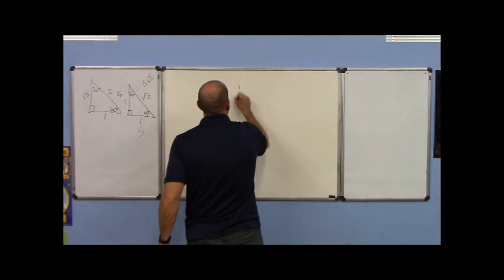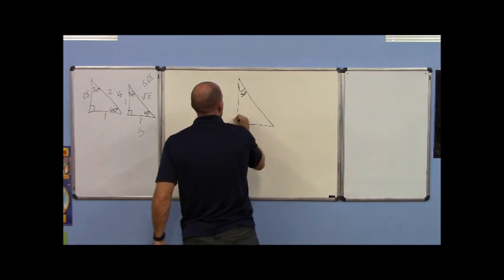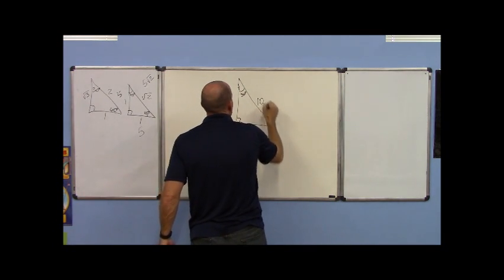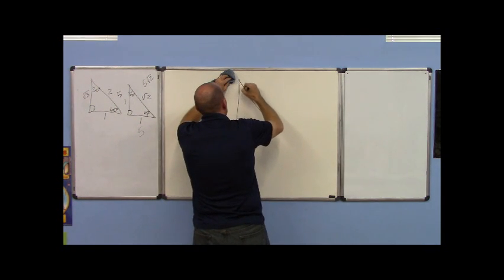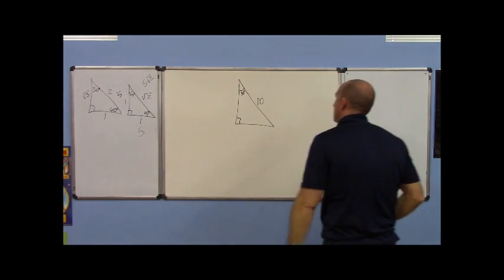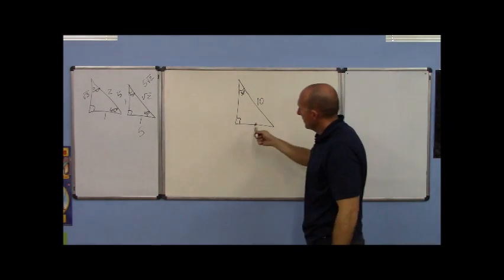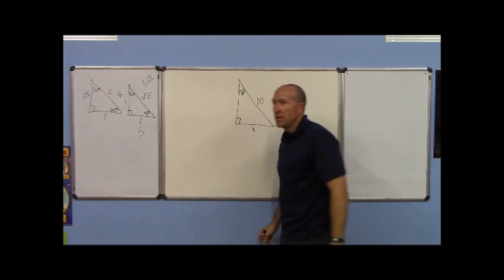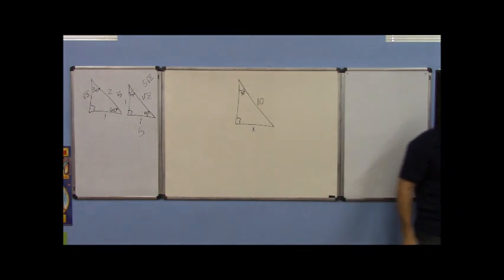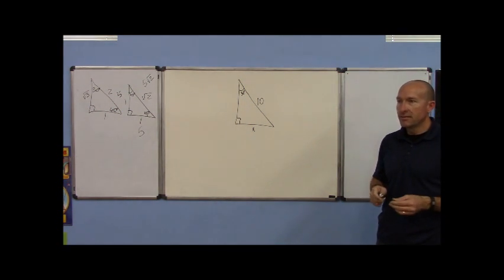We have a right triangle. This is a 30-degree angle here, 90 degrees, and this is 10. Tell me what this side will be. It's going to be side x. Tell me what that length of that leg will be. It's going to be 5. Don't say it out loud.